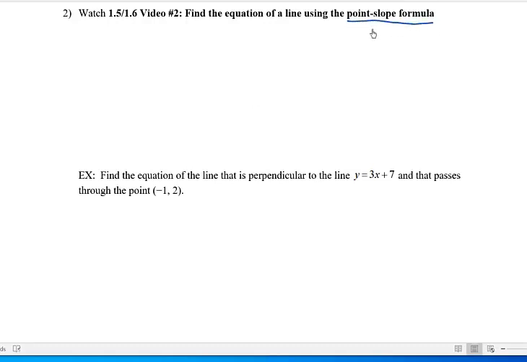Why am I teaching it then? Well, because I know there are always some students who really prefer this second way instead of the y equals mx plus b way, and so I want to make sure and help those students. Okay, the first thing I need to do is show you where this formula comes from.